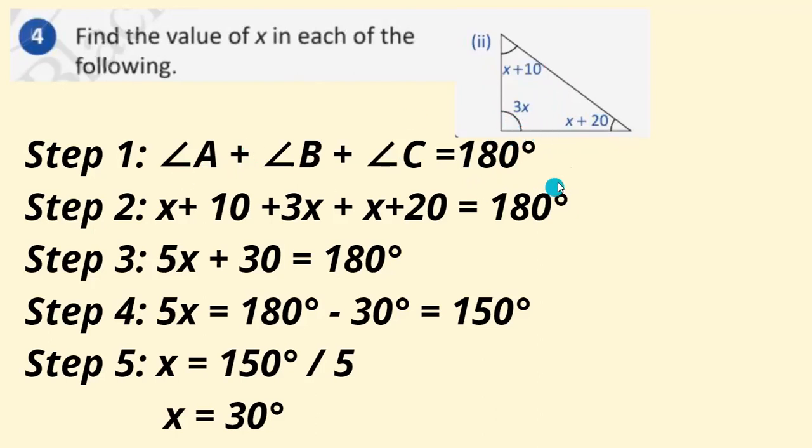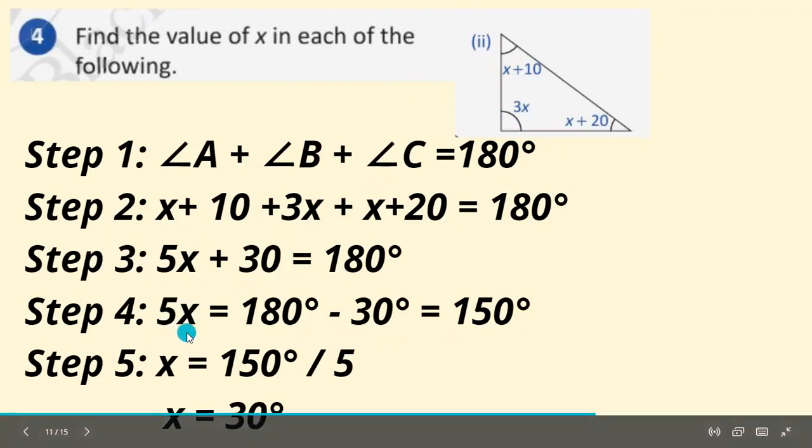This is the general form of the angle sum property. So angle A plus B plus C is equal to 180 degrees. Apply the values: x plus 10, 3x and x plus 20. Now how many x do I have in total? Here 1, 3, 4 and plus 1, it is 5x. 10 plus 20 is 30. Now take this 30 to the other side, so it becomes minus 30. So 5x is equal to 180 minus 30, which is 150.